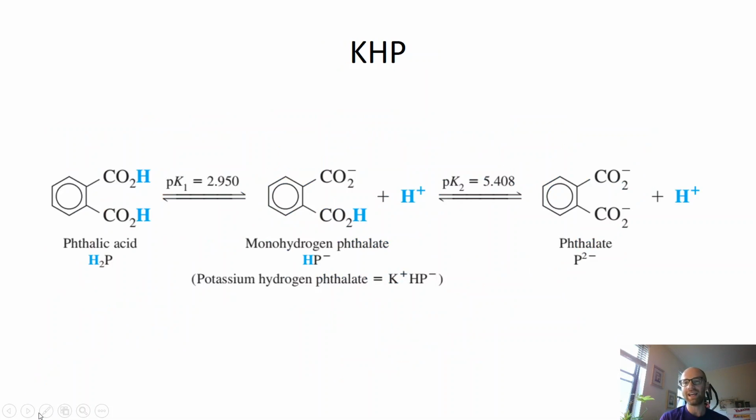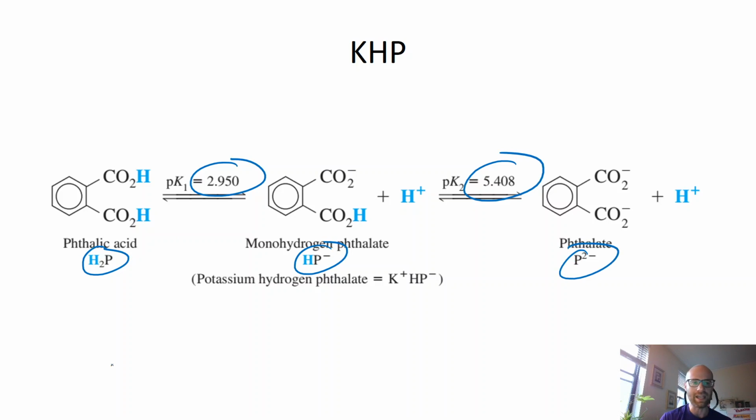So looking today, I want to go back to our classic example of KHP that we just spent a lot of time with in our last video. Don't forget we've got pK1 of 2.950 and pK2 of 5.408, and we're going to abbreviate our three forms with H2P, HP minus, and P2 minus.